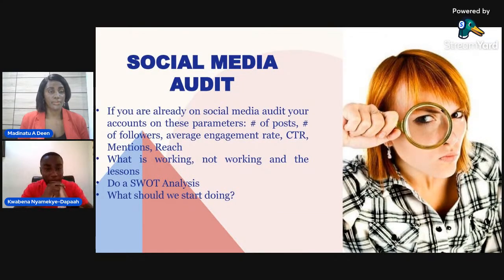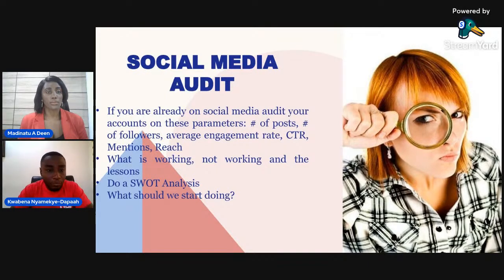Social media audit. If you're already on social media, you have to check the number of posts that you've made. And I'll advise that you make an audit on a quarterly basis. It helps you to take remedial steps quickly to save any situation. Now, audit is basically just checking the progress that you are making on social media and finding out what you can do differently to make it even better.